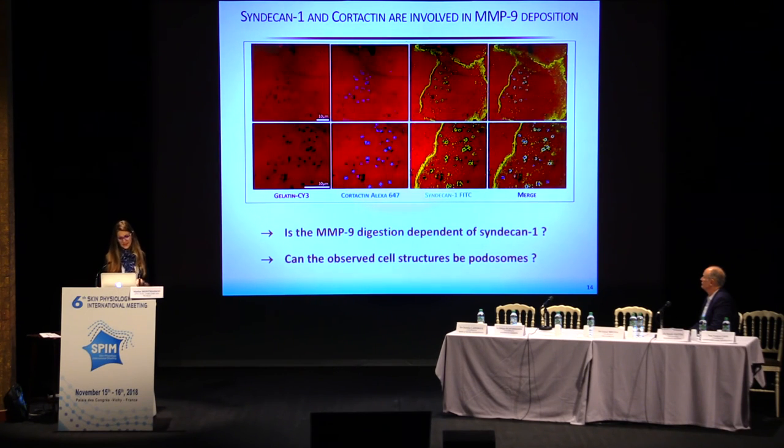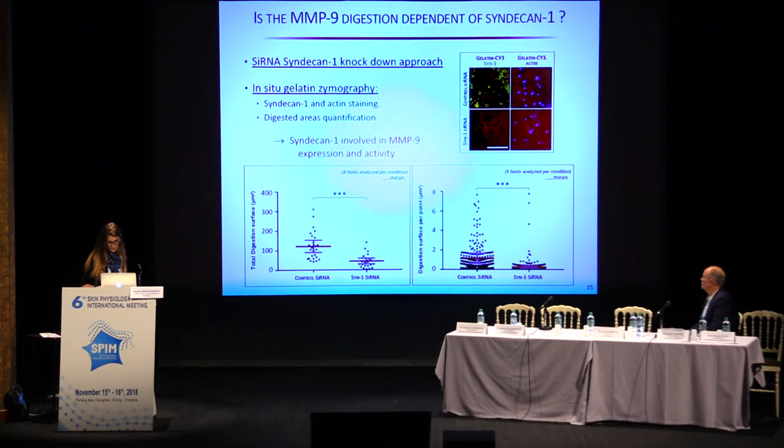So consequently, we decided to answer 2 questions. Is the MMP9 digestion dependent on Syndecan-1? And can the observed cell structures be podosomes? Thanks to the siRNA Syndecan-1 approach, we decided to answer the first question, which is whether the MMP9 digestion is dependent on Syndecan-1. As you can see in our control cells, we found the previously described ring of Syndecan-1 surrounding the black dots, but also our dots of actin.